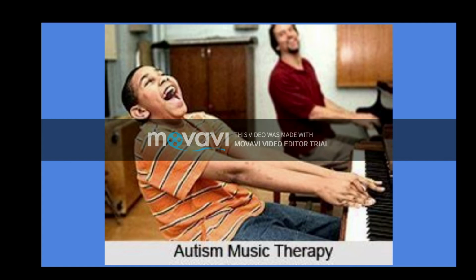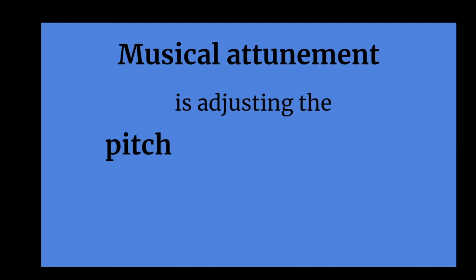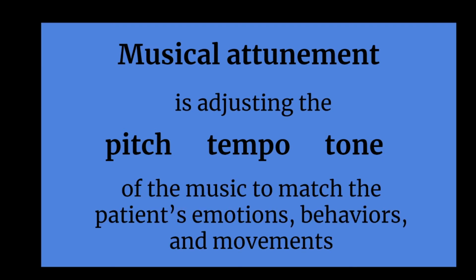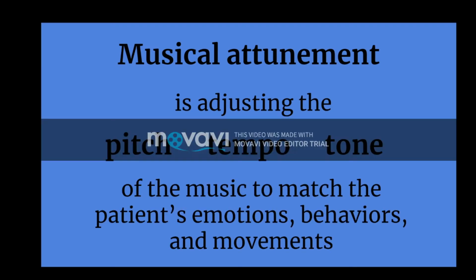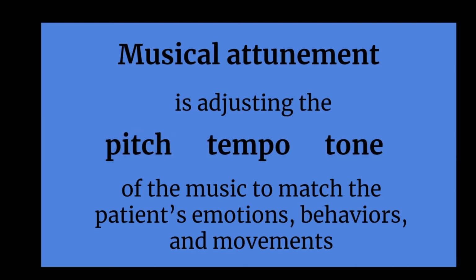A major contributor to the success of individual therapy is musical attunement. Musical attunement is adjusting the pitch, tempo, or tone of the music to match the patient's emotions, behaviors, and movements. The goal is for the child to better associate the emotion conveyed in the song with the situation occurring while they play with toys. An example of this is the therapist singing in a sad tone when an action figure gets hurt, or in a happy tone when a doll receives a gift. Attunement opens up opportunities for the child to respond and relate.